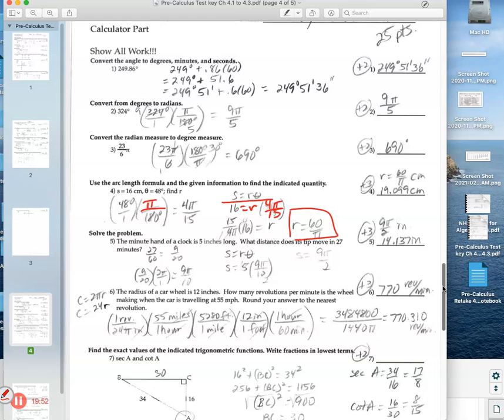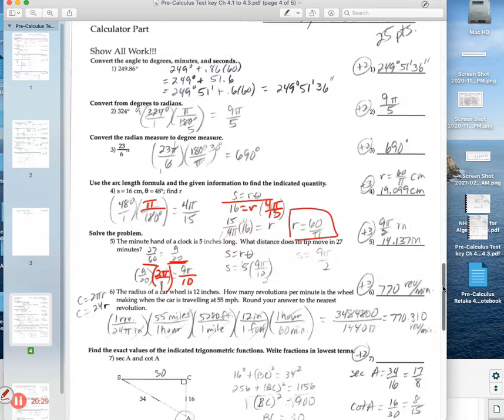Number 5, the minute hand of a clock is 5 inches long. What distance does its tip move in 27 minutes? Well, that's 27 out of 60, which you can reduce by 3 to 9/20ths. But 9/20ths of what? Of an entire circle. And if I'm going to use my arc length formula, I need this in radians. So 9/20ths of 2 pi, because that's an entire circle. If we do a little cross-canceling here, that'll give us 9 pi over 10. And that would be our theta value.